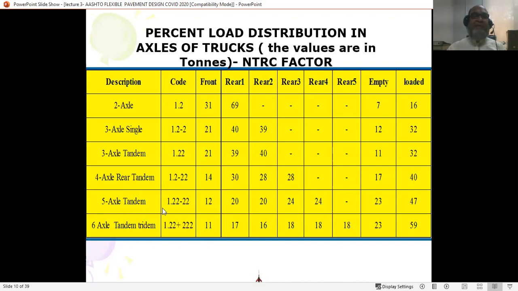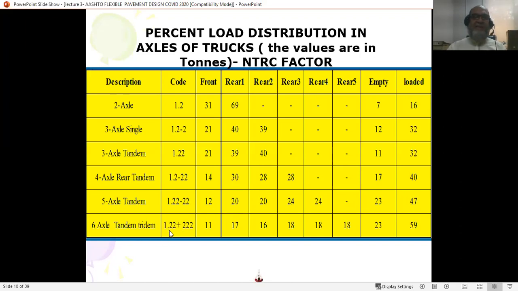Then there is a 5-axle tandem truck. 12% on the front. On the drive, this is a tandem axle, so we add those together. This will become 40%, and then the rest, 48%, is on the trailer axle. So there is a 23-ton empty load, and 47 tons maximum.